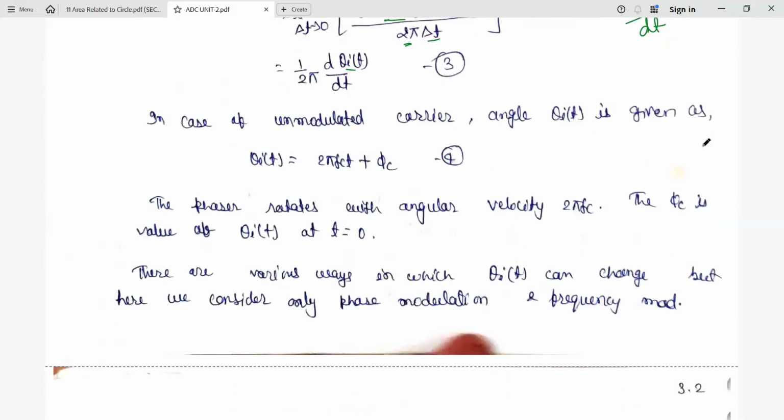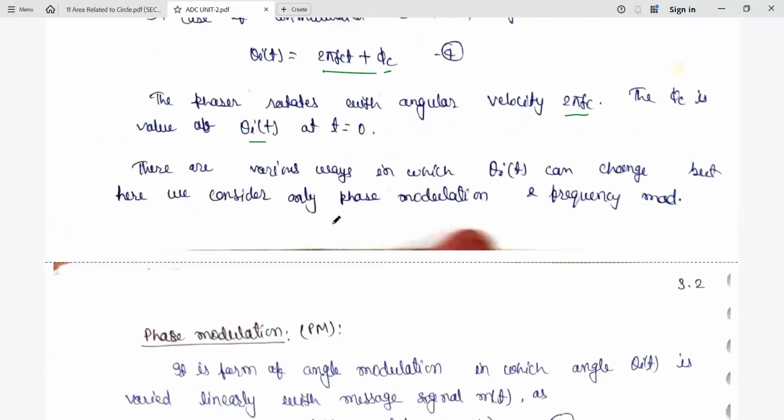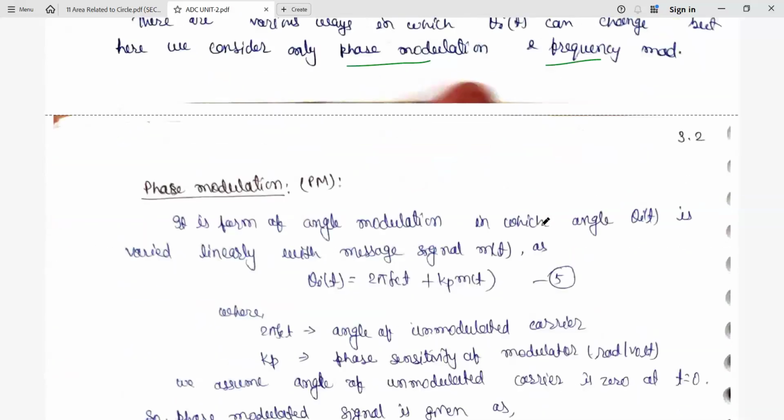So in case of unmodulated carriers, this angle theta i of t value is what? This is 2 pi fc t plus phi c. Where phi c is the value of theta i of t at t equal to 0. At the particular instant when the operation is going to start, that we call t equal to 0. So that value is phi c. And this phase relates with the angular velocity, that is 2 pi fc. Fc is the carrier frequency. And there are various ways in which theta i of t is going to change. But here we are going to consider only the basis of phase and the basis of frequency, how it is going to change.